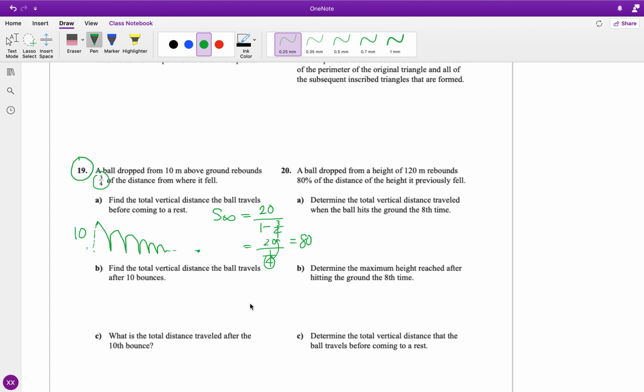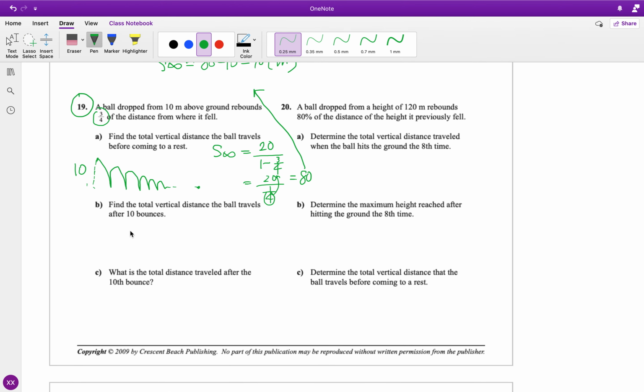Now, as I explained before, from this 80, we have to subtract the first 10 because the first 10 does not exist. It dropped from the top here to come down. So the total distance is 80 subtract 10 equals 70 meters. All right, okay.